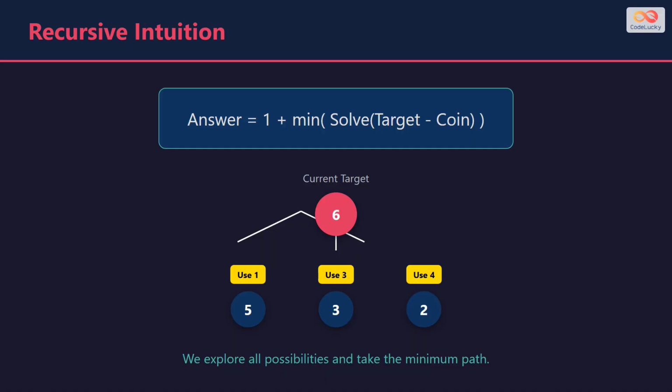Let's think about this recursively. To solve for a target amount, we can try taking every available coin once. If we take a coin, our new problem becomes finding the minimum coins for the target minus that coin's value. The answer is 1 plus the result of that smaller subproblem. We explore all branches and take the minimum.